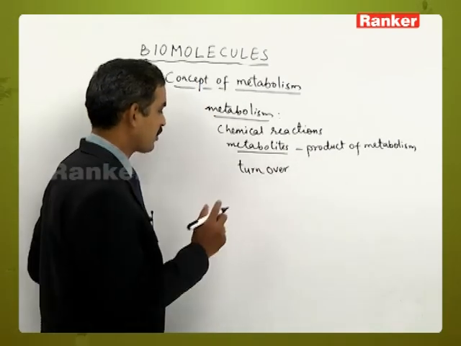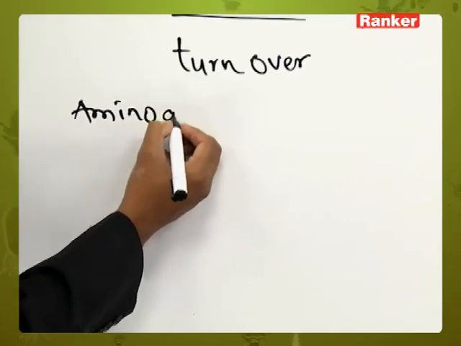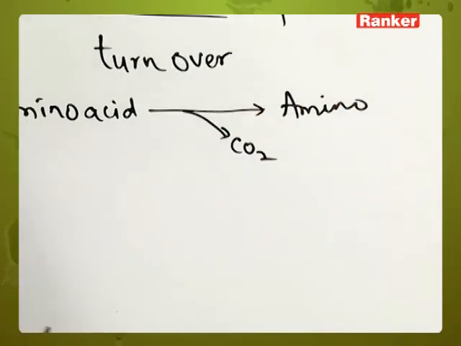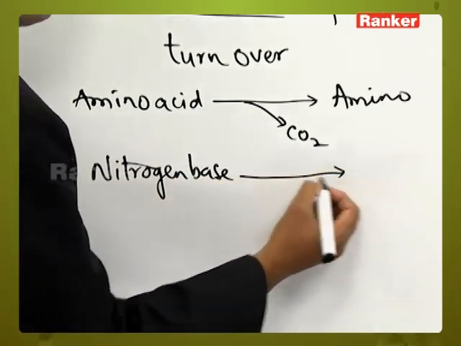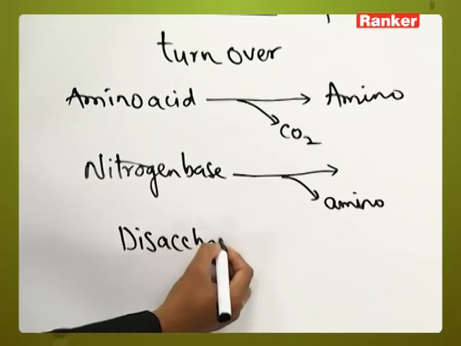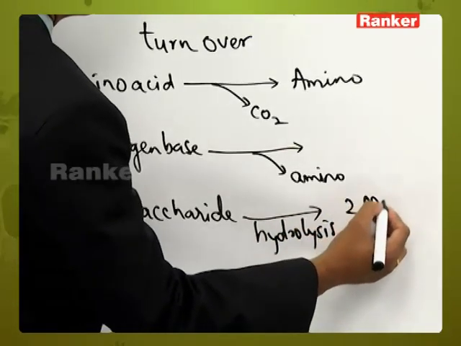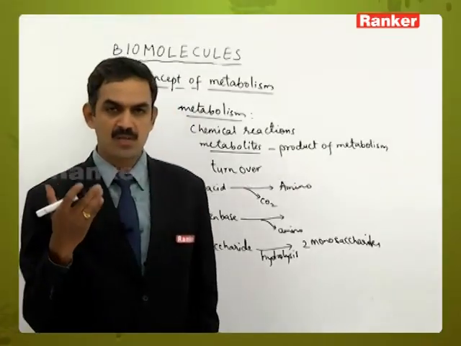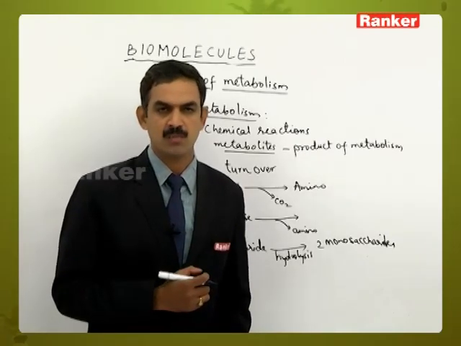In this process, let's take the chemical changes that take place, like when carbon dioxide is removed from an amino acid, it is converted into an amino group, and from a nitrogen base, so removal of an amino group, and if a disaccharide molecule is undergoing hydrolysis, it forms two monosaccharide molecules. Likewise, the changes are taking place, or the bonds are broken, that is the breaking of the older bonds and the formation of new bonds. All these changes take place during the metabolic process.